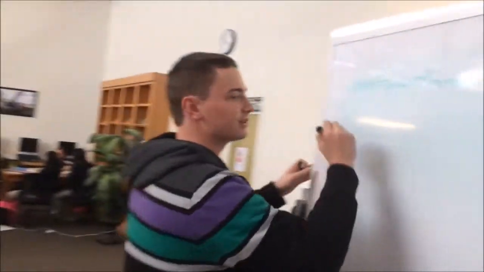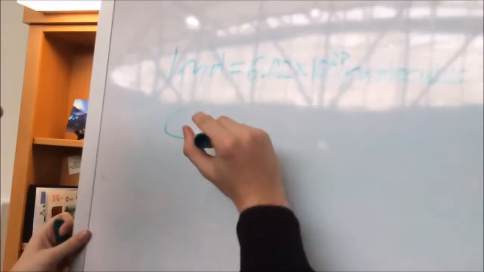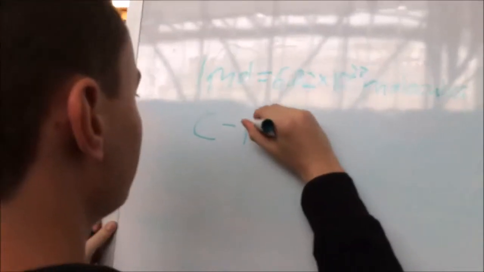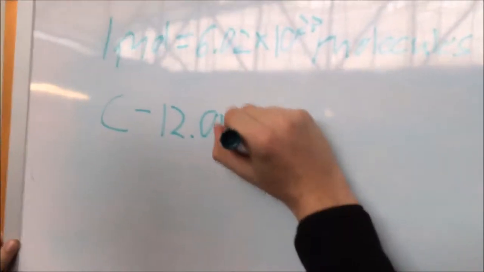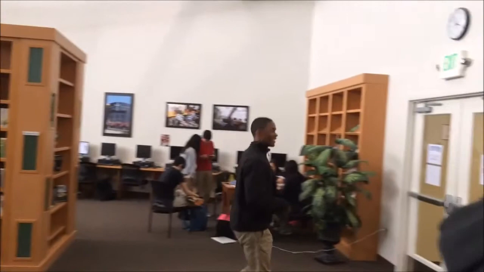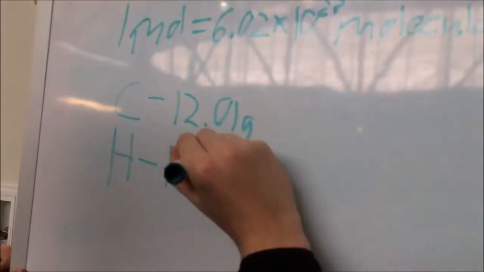And so for each mole of any given element, it's always going to be the same amount of molecules. But the mass of the mole of each different atom is going to be different. So for instance, a mole of carbon is equal to 12.01 grams, while the mole of hydrogen is going to be equal to 1.01 grams.